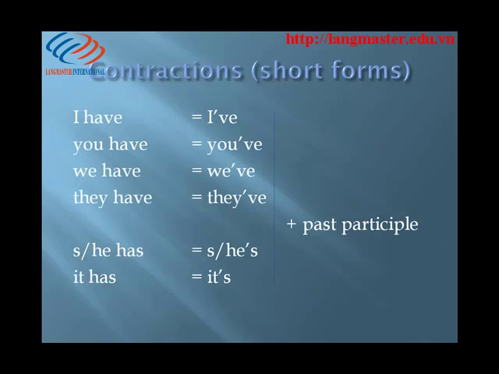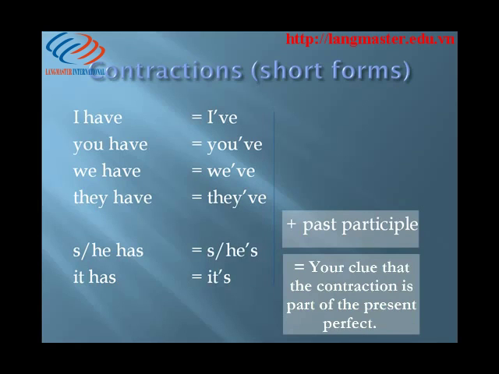Now I said that our helping verbs are either have or has. These helping verbs contract with pronouns. The contractions, or short forms, are the following: I've, you've, we've, they've, she's, he's, it's. Now remember, these last few contractions can also be short forms for she is, he is, it is. But you'll be able to recognize them as part of the present perfect when they're followed by a past participle. Let's go on.